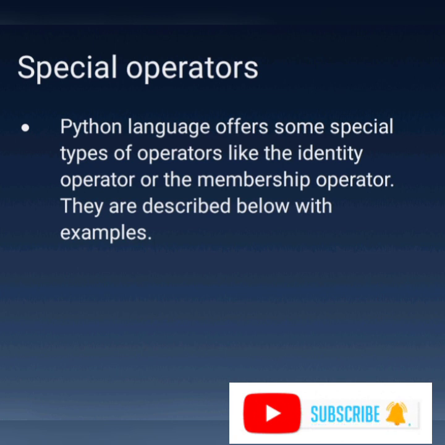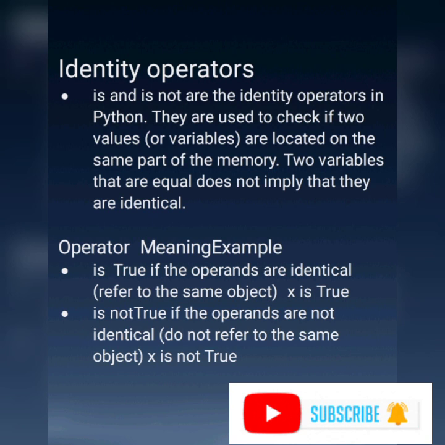So special operators: the Python language offers some special types of operators like the identity operators and the membership operators, and we can discuss them now. Identity operators are is and is not in Python. They can be used to check if two values are located in the same part of the memory. Two variables being equal does not imply that they are identical. So let's see these operators, is and is not.